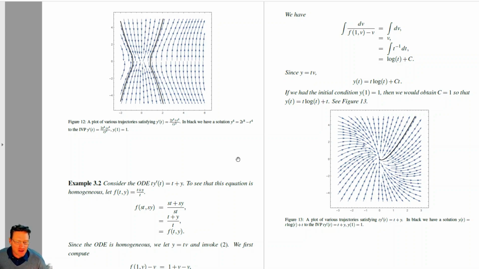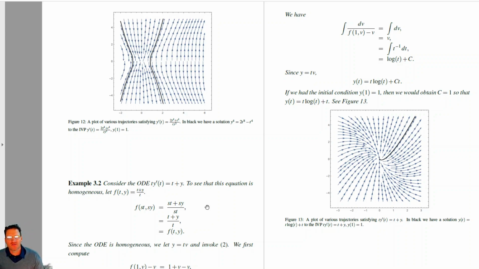Okay, consider the ODE t y dash is equal to t plus y. Now this one looks a little bit easier. So we want to check first that this is homogeneous by rearranging so that we have y dash is equal to a function of t and y. So dividing both sides by t, we have t plus y over t, and then we let f of t, y be equal to that, t plus y over t.